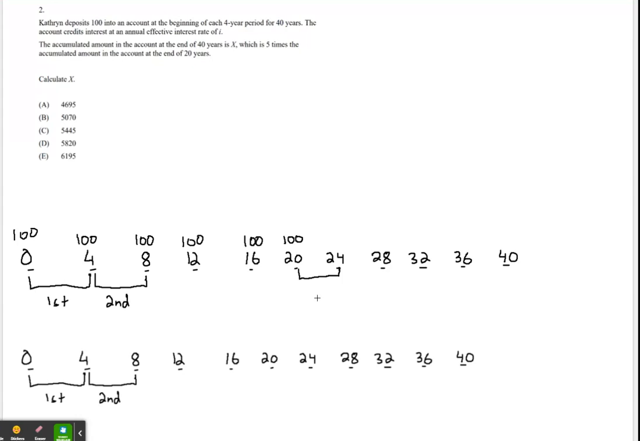And that's going to be right after the end of the 20th year. It's sort of like this right here is maybe January 1st, deposited on the 21st year. So I'm not going to include that. So think about that. It's a little tricky.